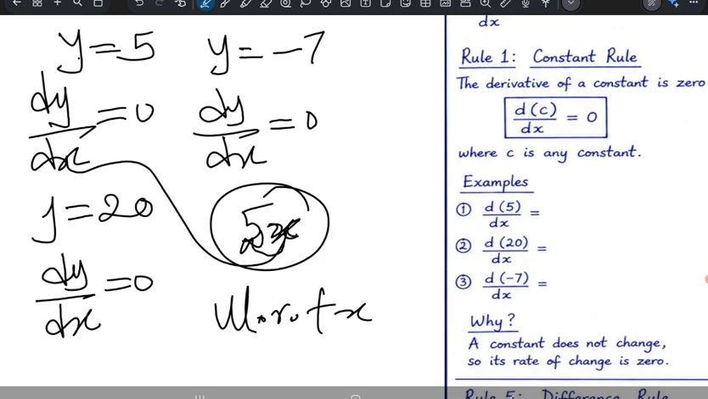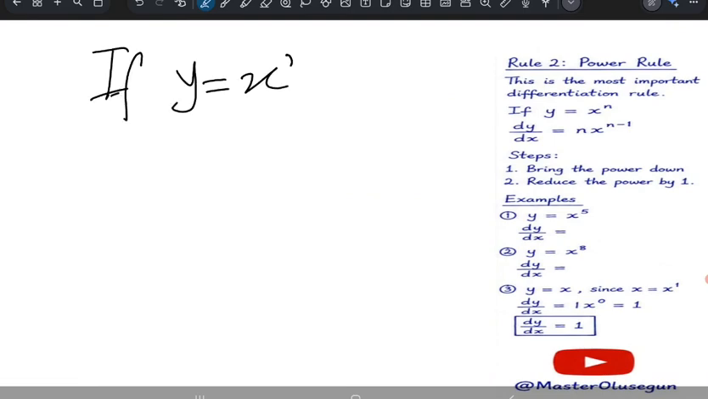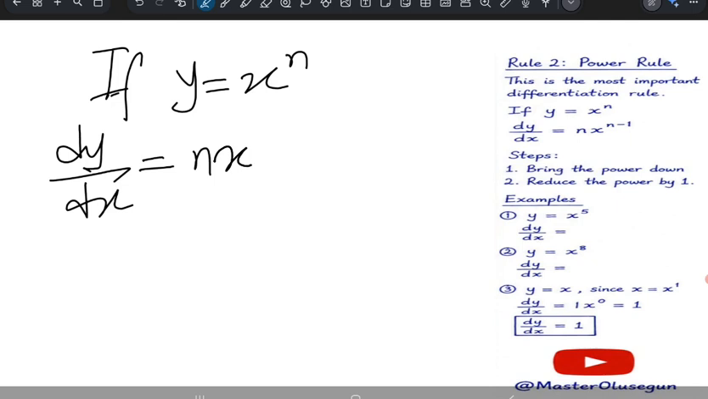So we have another rule. We call it the power rule. This is the rule that gives us the formula for differentiation. If y is equal to x raised to power n, then dy/dx is n times x raised to power n minus 1. You bring down the power to multiply the base, and you subtract 1 from the power. That is just the game. It brings down the power and reduces the power by 1.